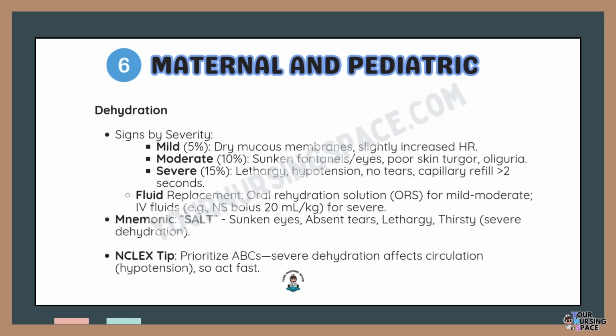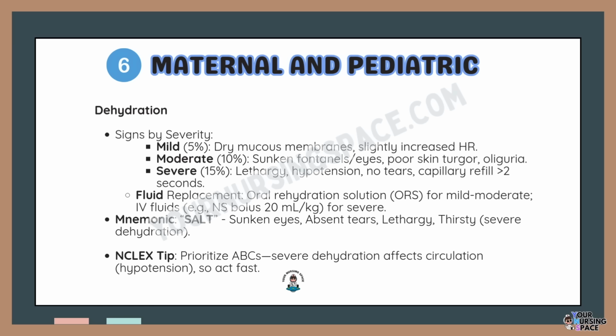Okay, let's shift to dehydration because kids lose fluids fast, and you need to know the signs and fixes. Mild dehydration, about 5% body weight loss, shows up with dry lips and a slightly quick heartbeat. Nothing drastic yet. Moderate at 10% gets trickier. Sunken fontanelles in babies, sunken eyes, skin that doesn't bounce back, and less pee. Severe at 15% is an emergency. Lethargy, no tears, a capillary refill over 2 seconds, and maybe even low blood pressure.